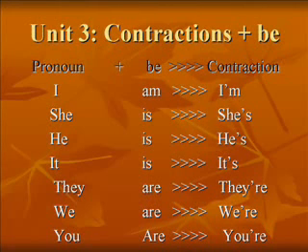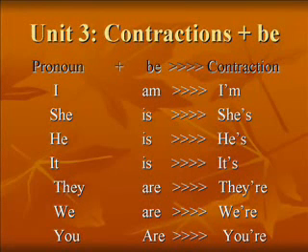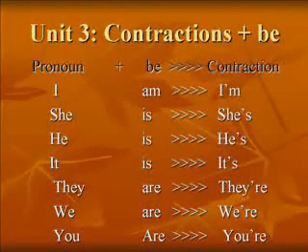Remember, the sign in the middle of this contraction is called an apostrophe. This sign is not called a comma. Usually students say that it's a comma. It's not a comma, it's an apostrophe, right? The sign that you see in the middle of this contracted form, for example, I'm, is an apostrophe and not a comma.